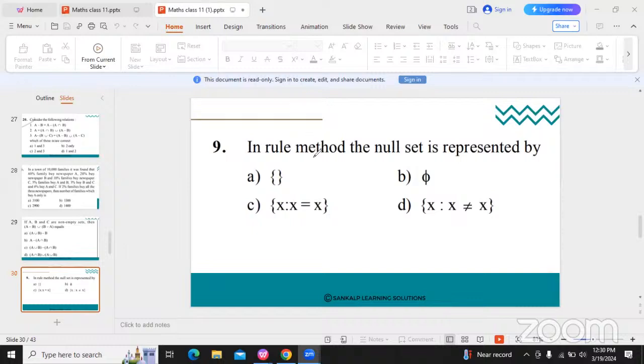In the rule method, the null set is represented by what? Yes, again, one more answer has been given. Yes, it's very simple. Option A is the correct answer. Option B is what? It is the symbolic method. Yes. Now, next.